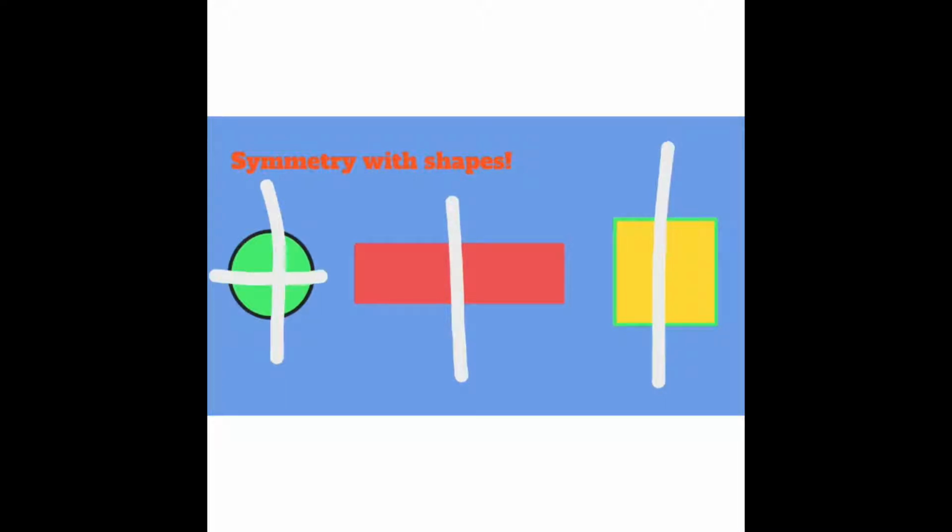Two-D images or shapes in geometry can also be symmetrical, like the circle. Draw a line here, and both sides will be the same. Or this rectangle, or this square. What's pretty neat about these shapes in particular, though, is we can draw lines in other places so that both sides are the same.